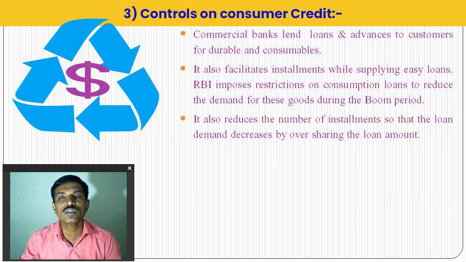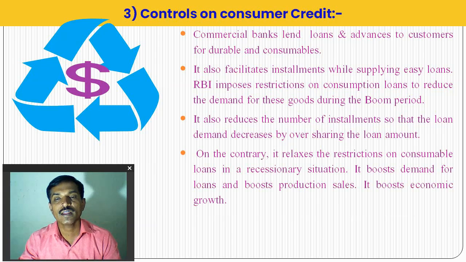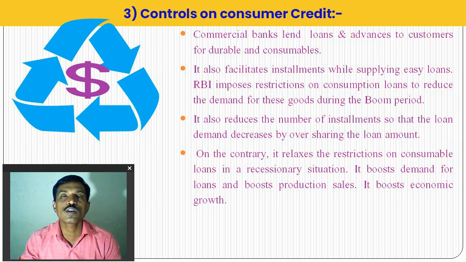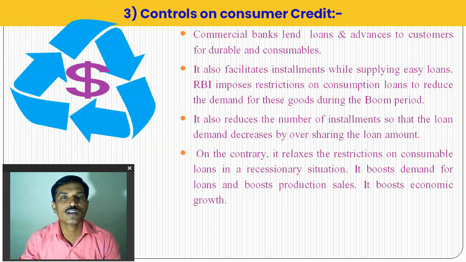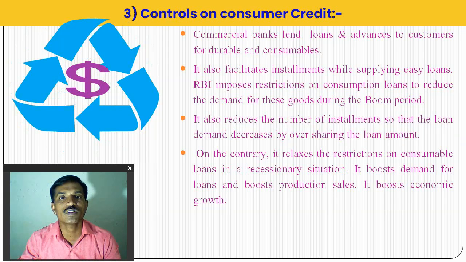It also reduces the number of installments so that loan demand is decreased by limiting the loan amount. On the contrary, relaxation is given or restrictions reduced on loans in a recession situation. It boosts the demand for loans, boosts production and sales, and boosts economic growth. So control on consumer credit uses quantitative tools by the RBI: the loan amount, the number of items, and the number of installments. EMI is also reduced or increased through all these tools.